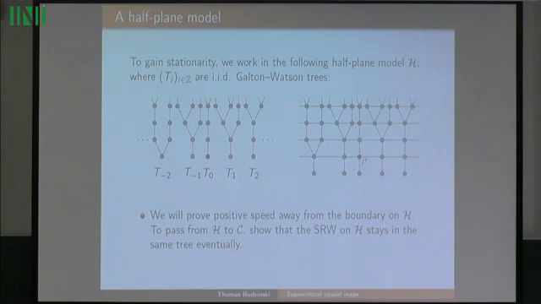But once positive speed is proved here, it's not very difficult to obtain a positive speed in the original model. Basically, if we know that we are moving to the top quickly, it is very hard to make turns to the right and to the left in these very wide trees. So eventually, we will stay in the same tree, and we can do as if there was only one tree. So it's not hard to go from positive speed here to positive speed in one tree, and I will now prove it in this half-planar model.